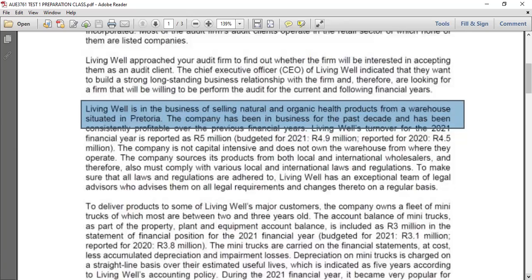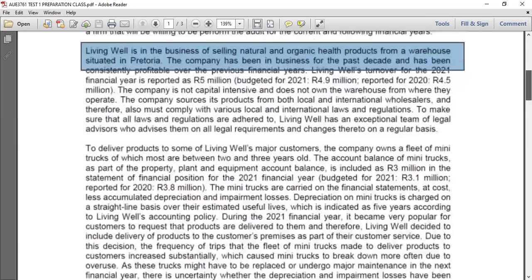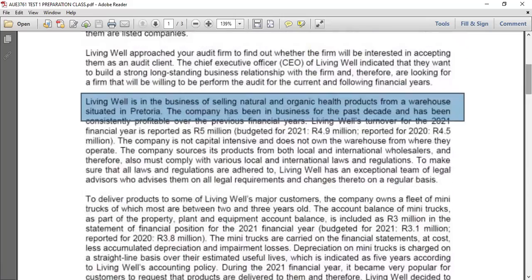And again here, we can also see that these clients will be able to pay our fees because their profit is growing all the time. Where is the issue of profit? Where it says reported as 5 million, budgeted for 2021 was 4.9 million. So there was growth. There's growth in this company. The turnover for the 2021 financial year is reported as 5 million.